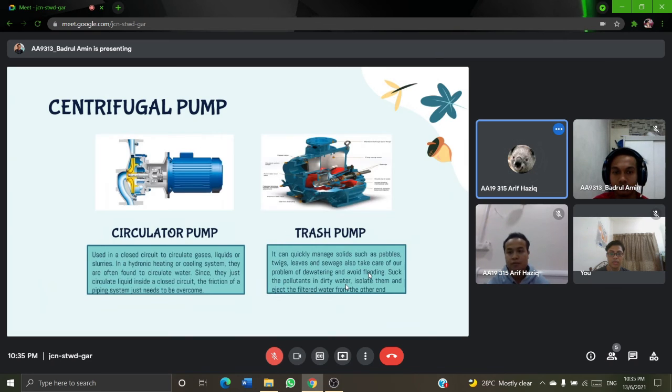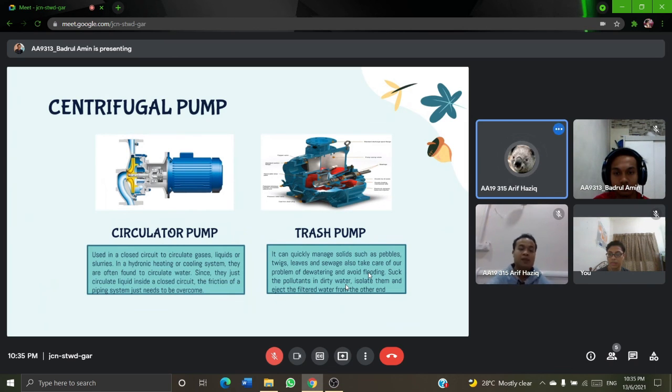Next. The third type of centrifugal pump is a circular pump or circulating pump. It is a specific type of pump used to circulate gas, liquid or slurries in a closed circuit. They are commonly found circulating water in a hydraulic heating or cooling system because they only circulate liquid within a closed circuit. They only need to overcome the friction of the piping system.